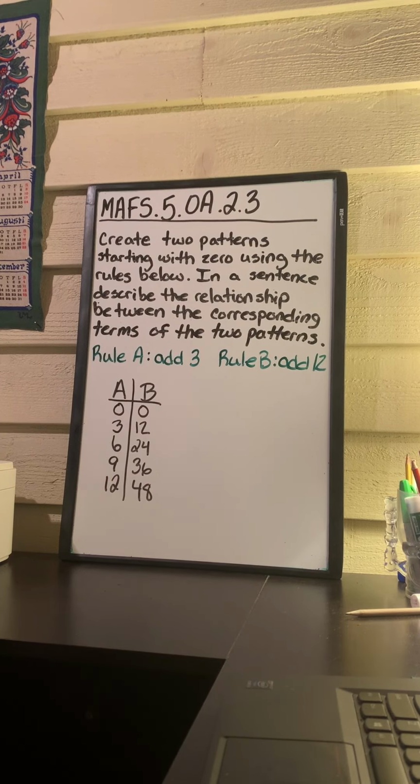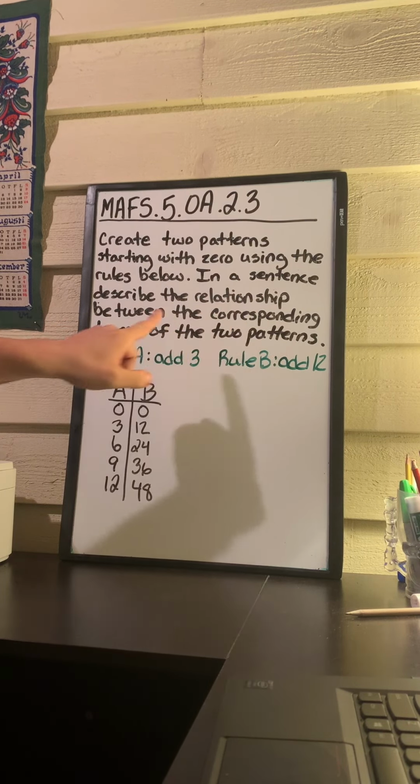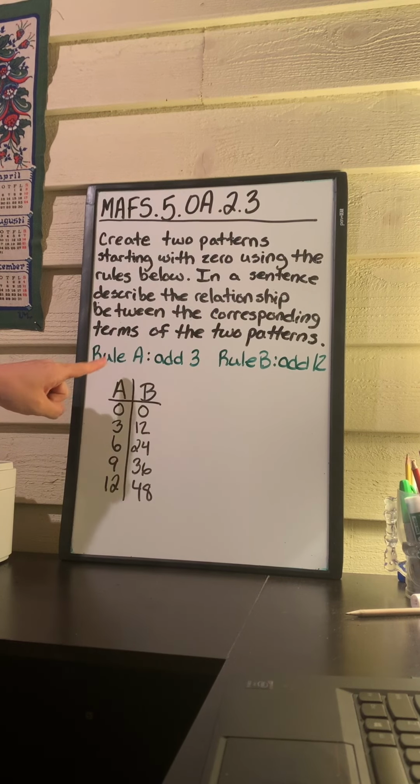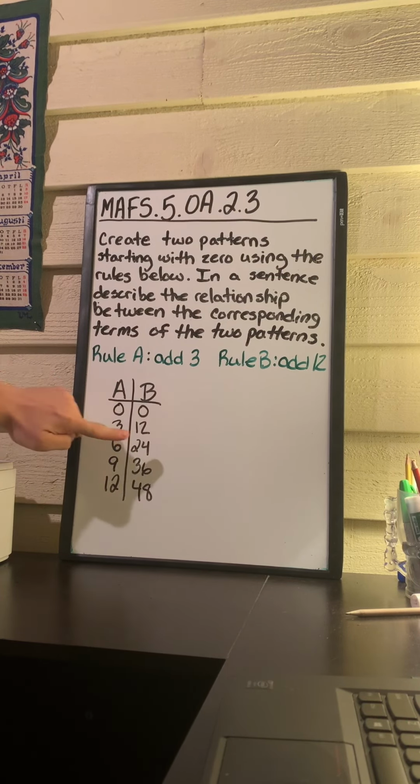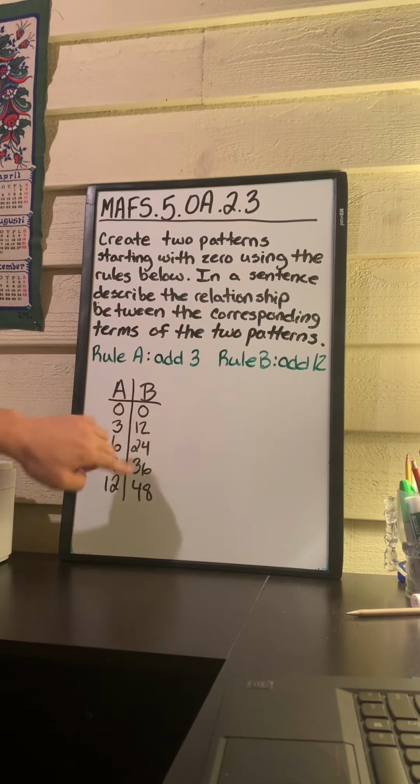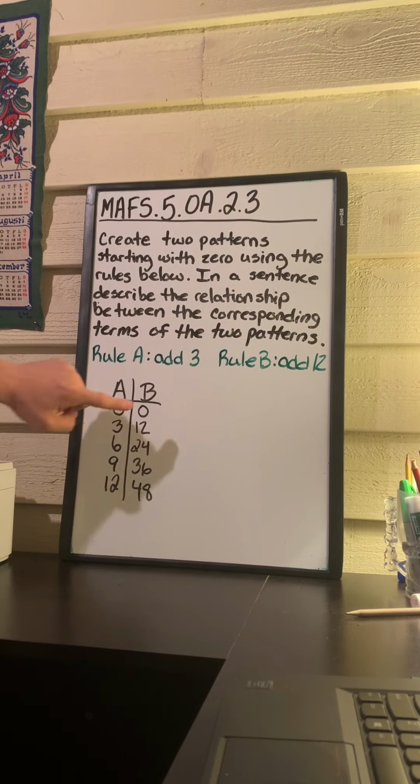So next part: in a sentence, describe the relationship between the corresponding terms of the two patterns. And again, that word corresponding terms is here. We need a mathematical relationship between the corresponding terms. So what I'm going to do is look at the numbers right across from each other as we go down. And finding this relationship is how did I get from pattern A to pattern B? And it has to work for every single corresponding term. We can also look at it as how did I get from pattern B to pattern A? And again, it has to work for every single corresponding term.